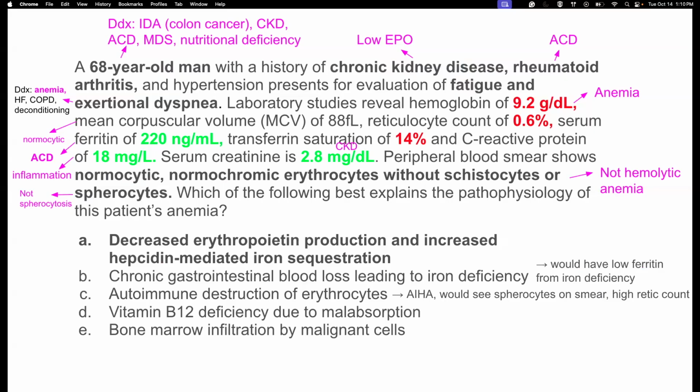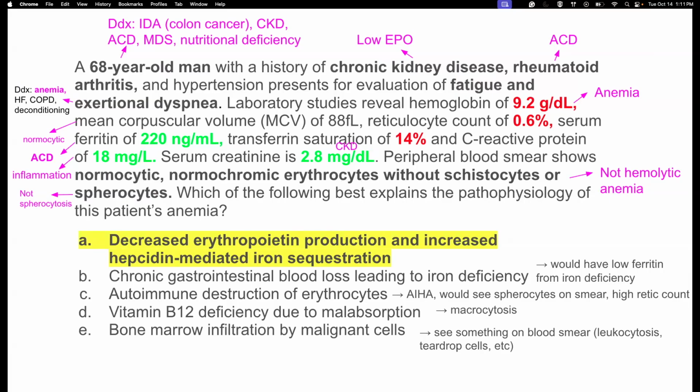How about answer D, vitamin B12 deficiency? Possible, but if this were true, we would expect the MCV to be high because vitamin B12 and folate deficiencies cause a macrocytic anemia. And then finally, what about bone marrow infiltration by malignant cells? Again, possible, but if this were true, we would probably see something on the blood smear, depending on what type of cancer it was. So maybe a leukocytosis, maybe we would see teardrop cells. There would probably be something going on, which we do not see. So it seems like A is the best answer here.